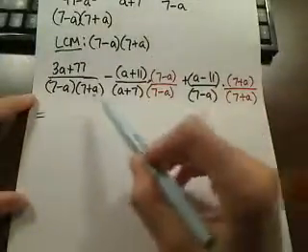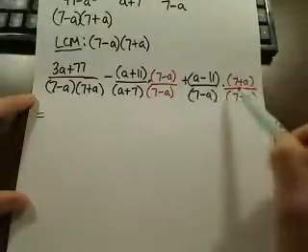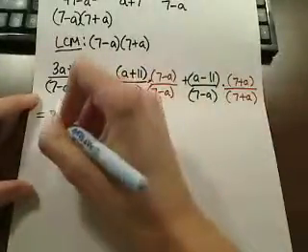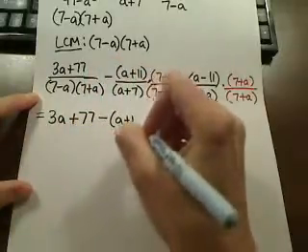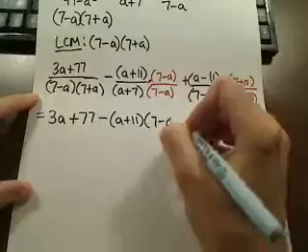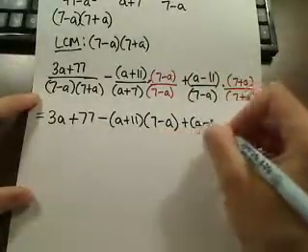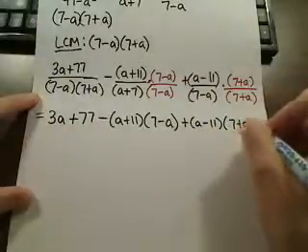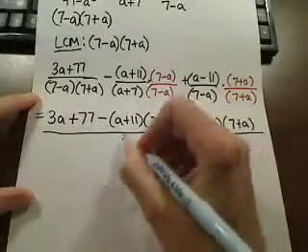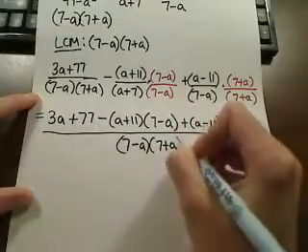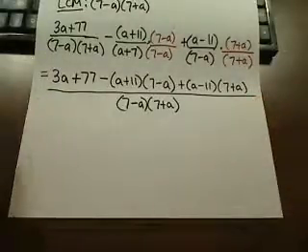Okay, so let's go ahead and take a look at this now. We have a common denominator, and so we can bring our numerators together, and there's going to be a lot of simplifying in the numerator, but let's just go ahead and write out what we have. So we have the 3a plus 77. We're subtracting this numerator then, a plus 11 times 7 minus a, and then we have the a minus 11 and the 7 plus a. This now is all over our common denominator of 7 minus a and 7 plus a.